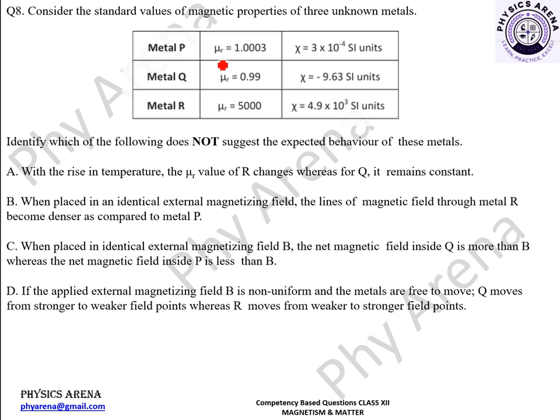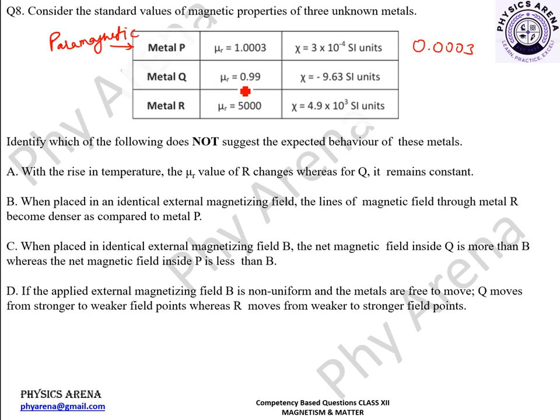So here we can see that mu r is approximately equal to 1, and chi is 3 multiplied by 10 to the power minus 4. So it means it is somewhat 0.0003. So very less value of magnetic susceptibility. But mu r has value 1. So both are positive values. So we can say that this metal P is paramagnetic.